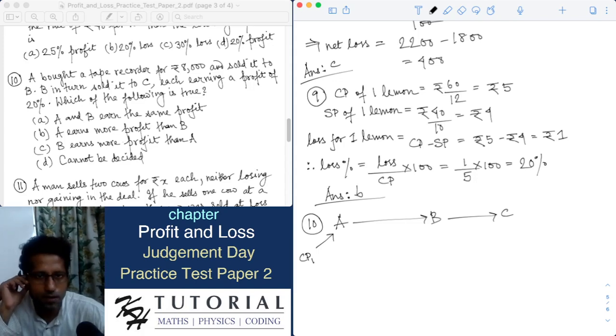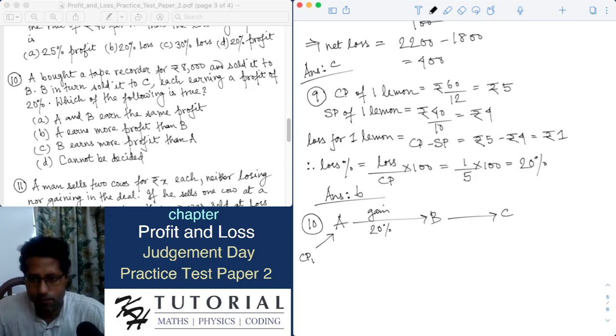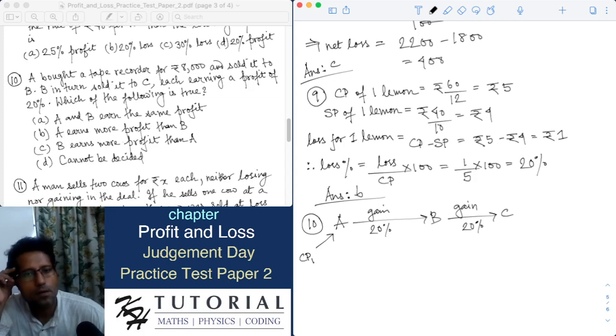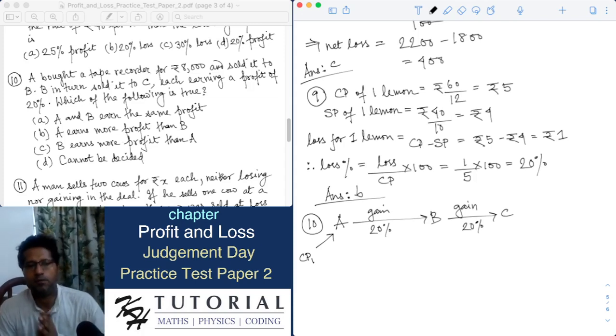A bought a tape recorder for rupees 8,000 and sold it to B. B in turn sold it to C, each earning a profit of 20%. So there is a gain of 20% when A sold it to B, and when B sold it to C, there is also a gain of 20%. Which of the following is true? A and B earn the same profit. A earns more profit than B. B earns more profit than A. Cannot be decided.